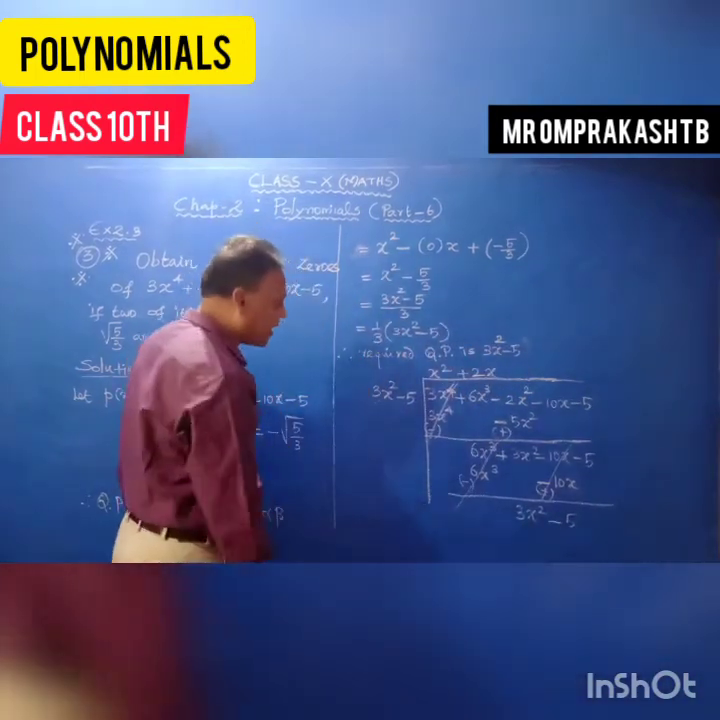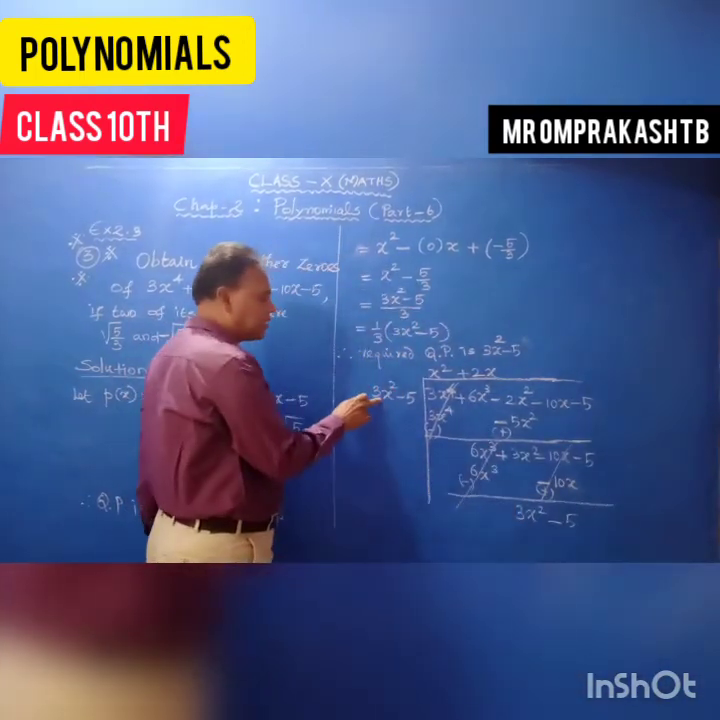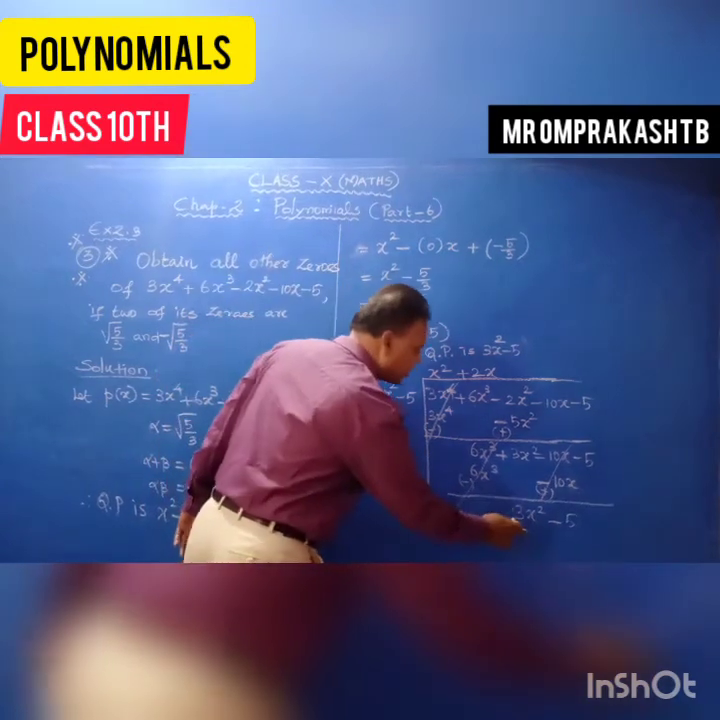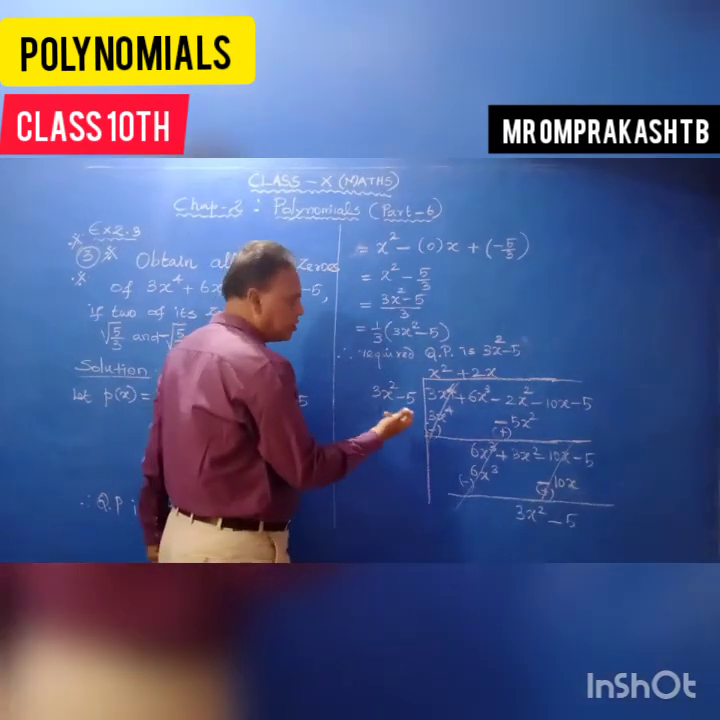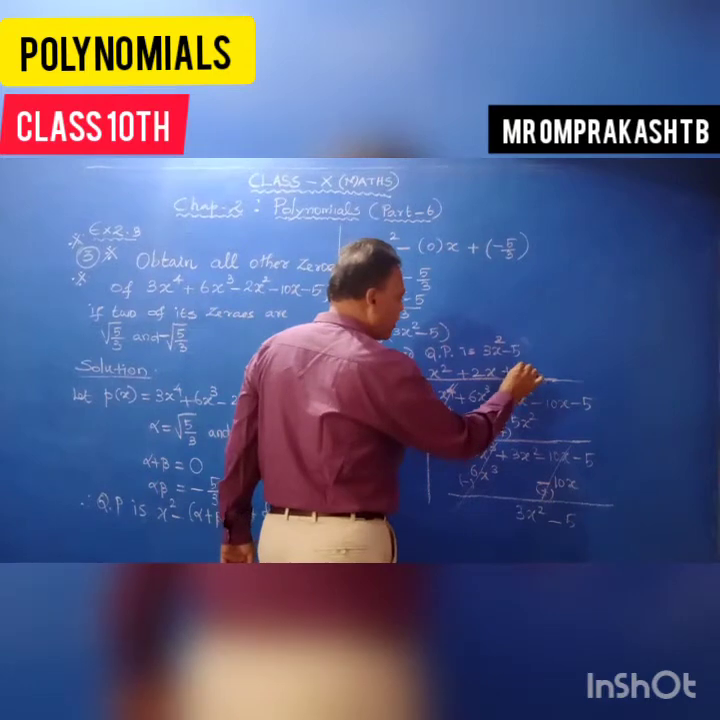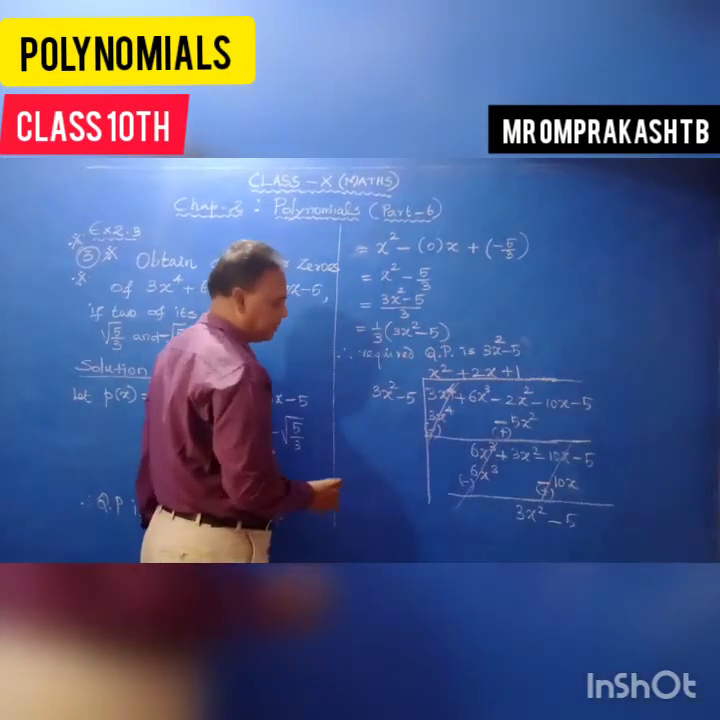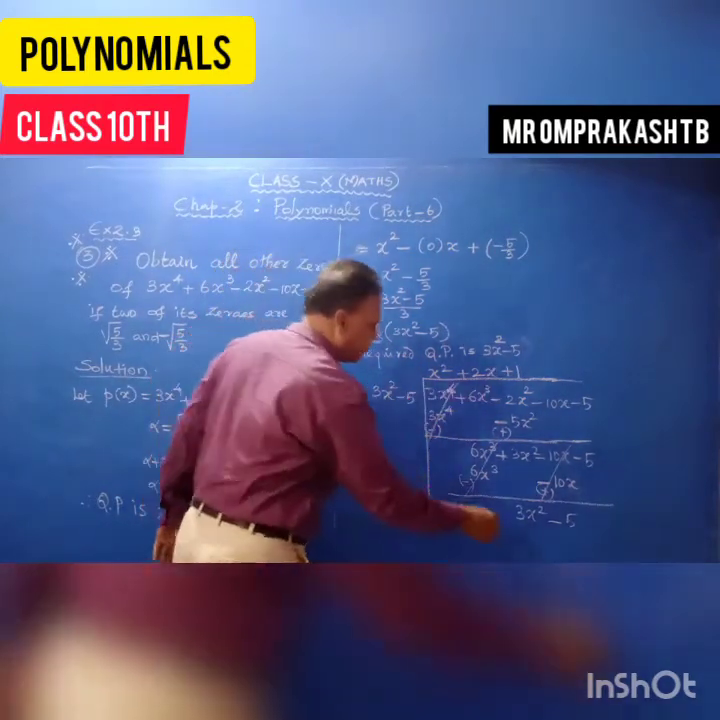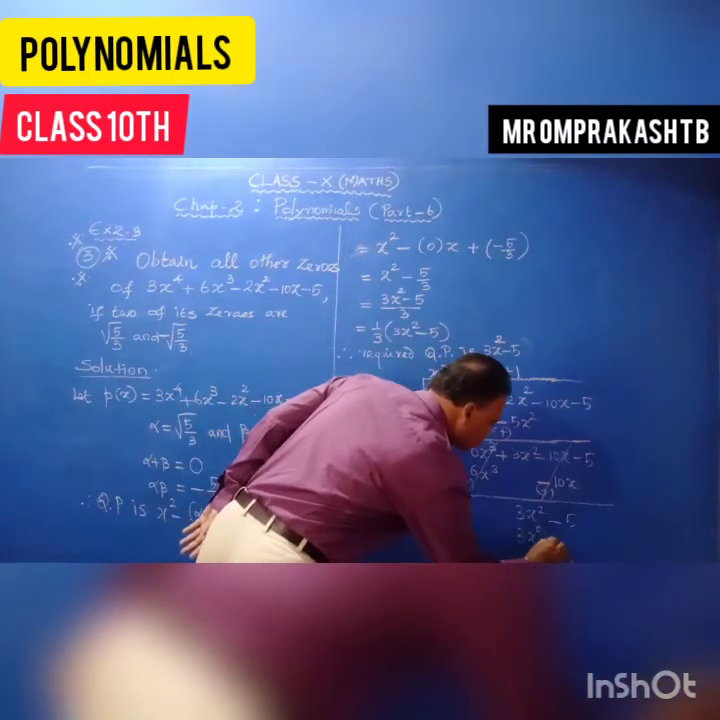Okay. Now again using 3x squared. Here also 3x squared. This first term by this first term, divide. Same thing. Divide means 1. So plus 1. Clear? So multiply. Same thing you will get, 3x squared minus 5.